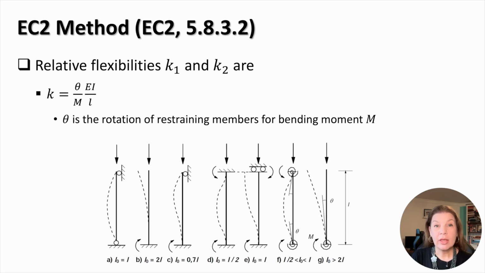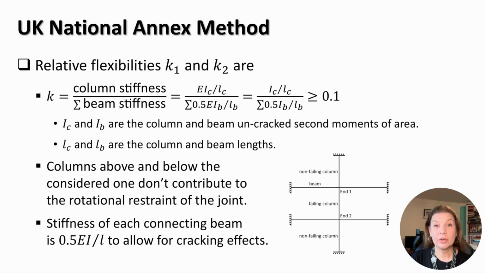According to Eurocode 2, the relative flexibility of the rotational resistance at the column end is calculated depending on the column stiffness, the applied end moment, and corresponding rotation. According to the UK National Annex to Eurocode 2, the relative flexibility of the rotational resistance at a column end is calculated as a ratio between column stiffness and the sum of beam stiffnesses connected to the joint. The contribution of a column above or below the considered one to the rotational restraint of the joint is ignored. The stiffnesses of beams are halved to allow for the effect of cracking.